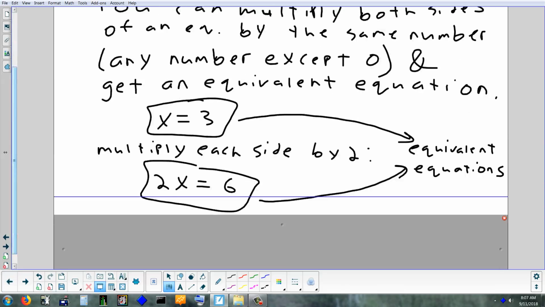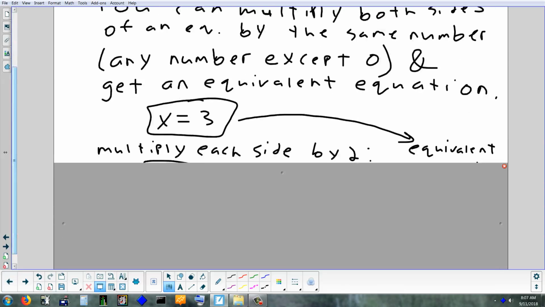Here's an example of equivalent equations. The top one says x equals 3. And then what I did is I multiplied both sides by 2. What's x times 2? How do we write that? We normally don't say x2. How would we write that?